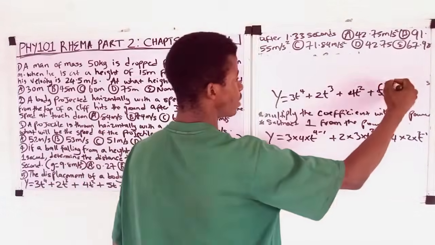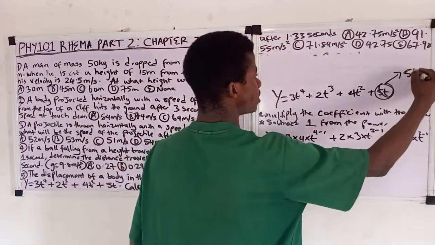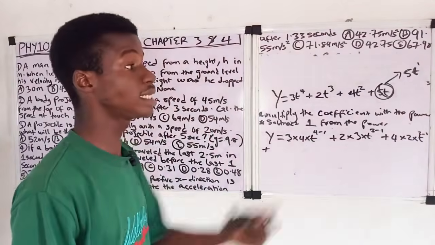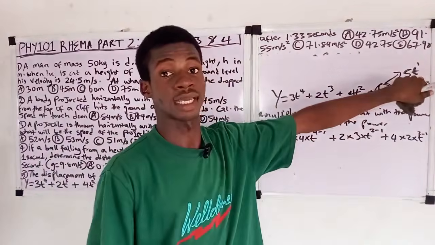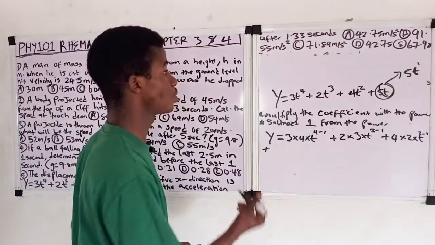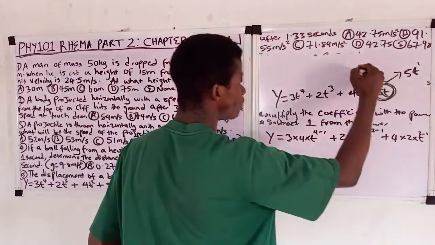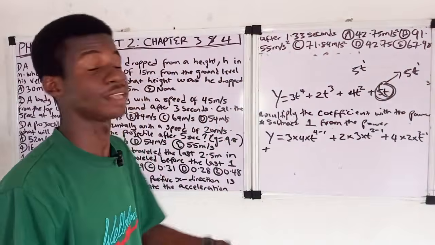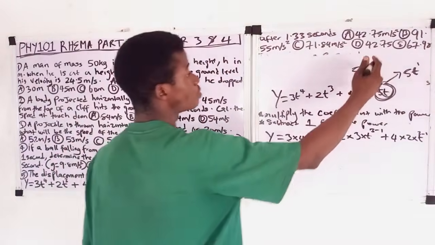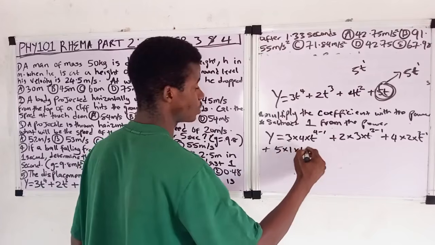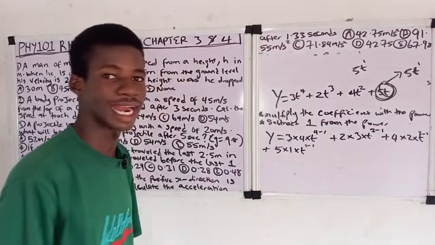Look at this one, 5t. 5t means that this t is raised to power 1, right? Any t raised to power 1, you get that same thing. So the power of t here is 1, right? So we'll multiply 5 with the power, so times 1, then times t, and subtract 1 from the power. Yes.